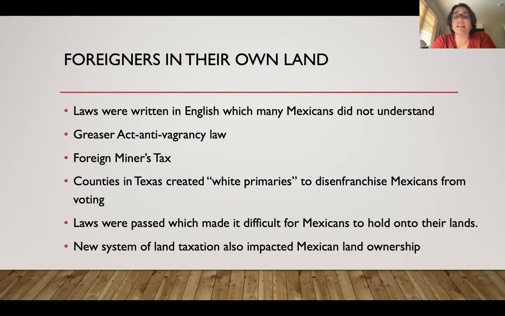Also, counties in the state of Texas created white primaries to disenfranchise Mexicans from voting. Additional laws were passed, which made it difficult for Mexicans to hold onto their lands. And the new system of land taxation also impacted Mexican land ownership. So through a number of measures, Mexicans were displaced from their land, and the rights that had been promised through the Treaty of Guadalupe Hidalgo were being taken away.